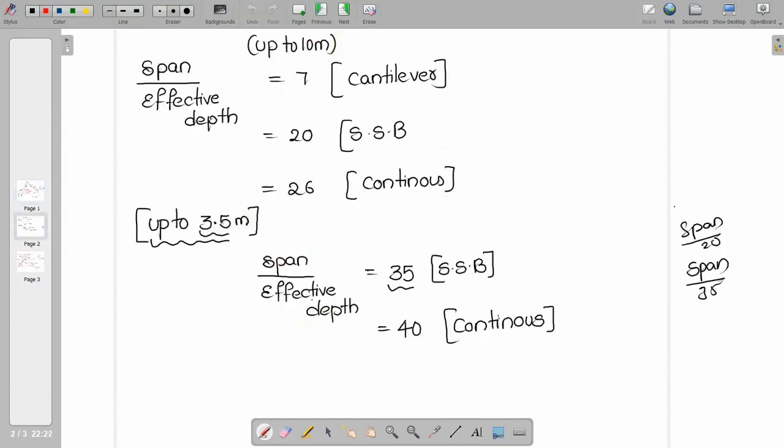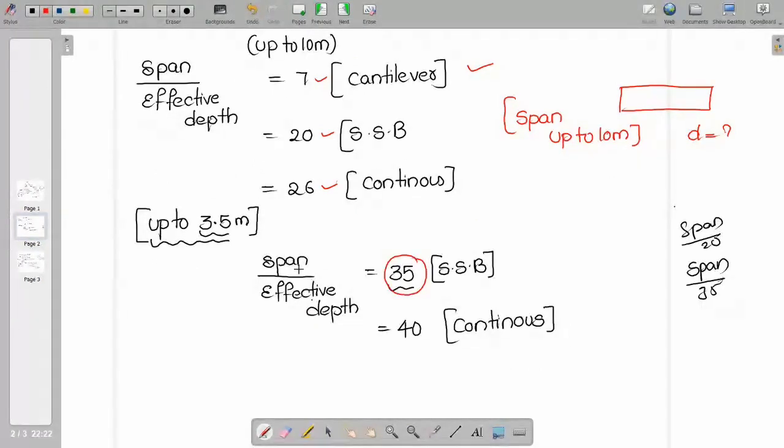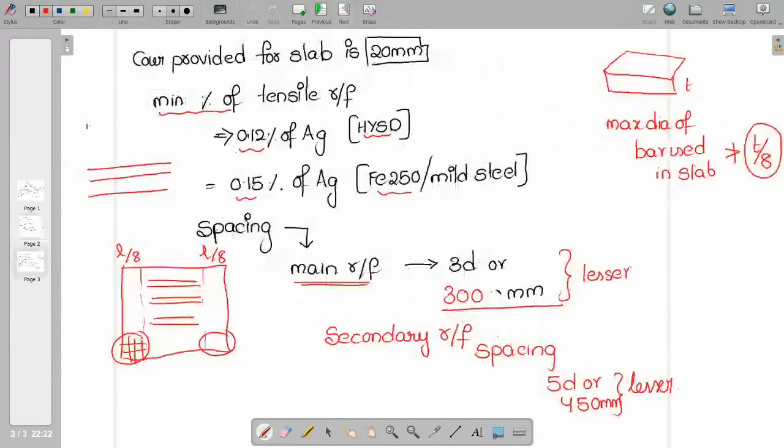Now, sir, see, if the span is more, the effective depth is also more. In case of cantilever the span to effective depth ratio is 7, simply supported 20 and continuous 26. These values are for spans up to 10 meter. If the span is up to 3.5 meter, the value is different because the span is smaller. Next, this is how the slab cover requirement is.